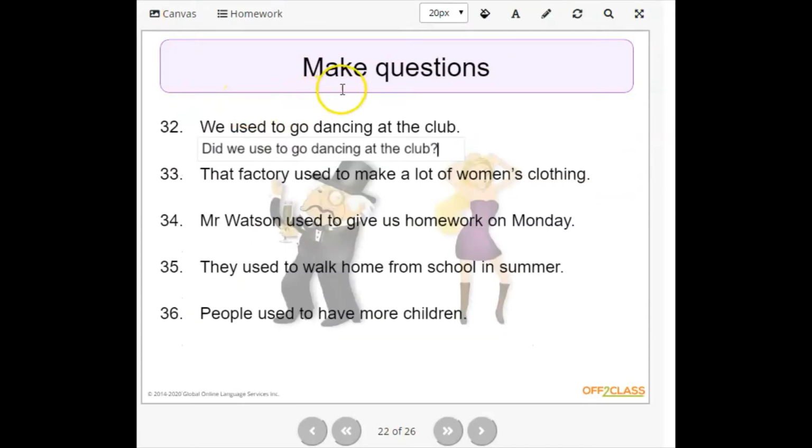Okay, now make questions. For example, we used to go dancing at the club. So then to make the question, just use the auxiliary, then the subject, and again remember to take off the D in the affirmative for the question. So it's, did we used to go dancing at the club? Okay, do the same for 33 and 34, and we'll check together in a minute.